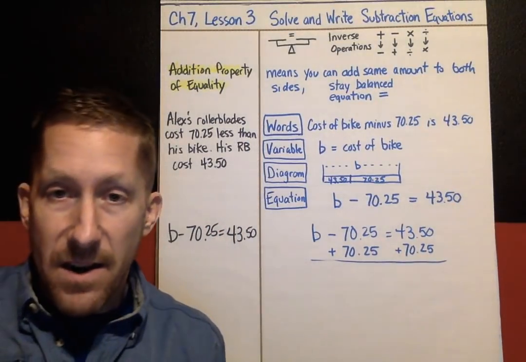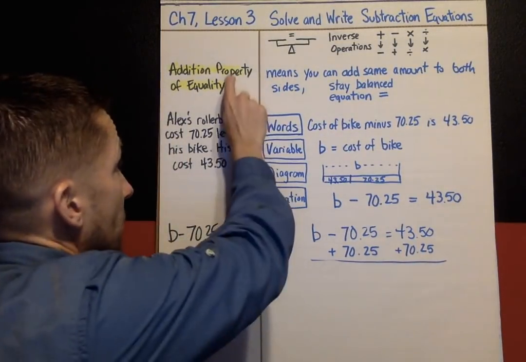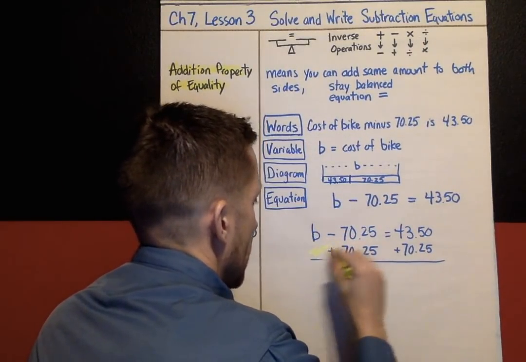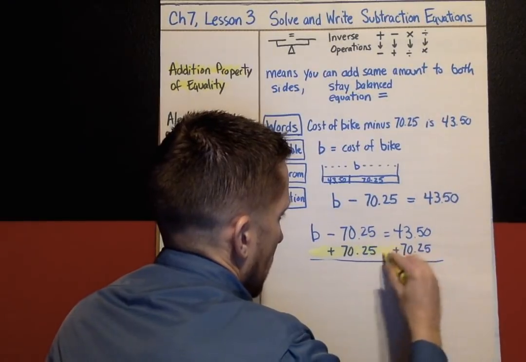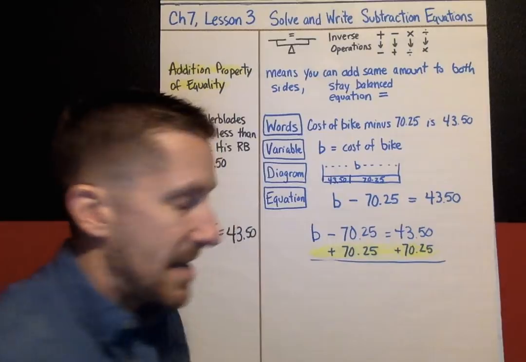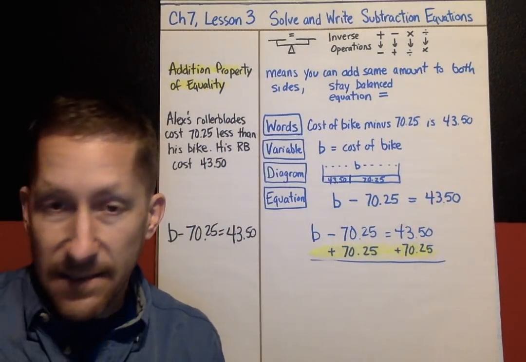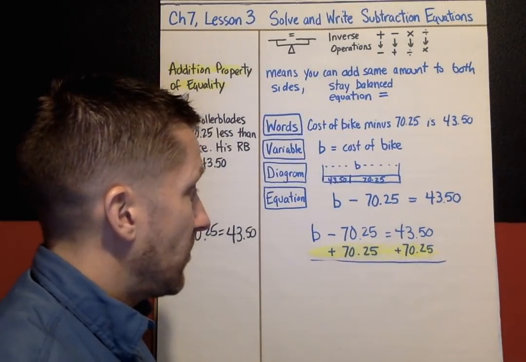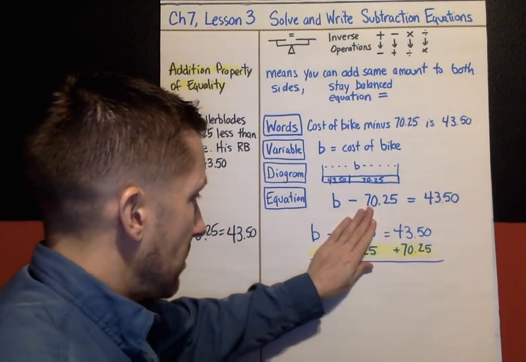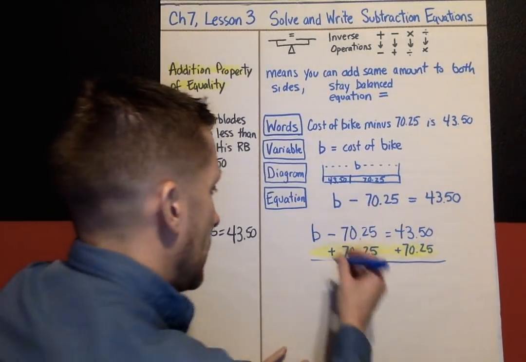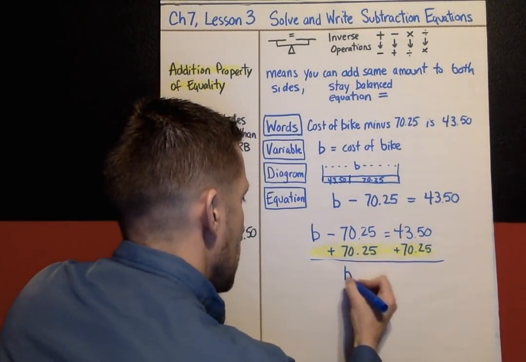That right there is the addition property of equality, right here. So you have to show in your work that that's what you are doing. You are adding $70.25 to both sides. Well, like I said before, this is going to cancel each other out, become 0. So on this side, we are left with B.